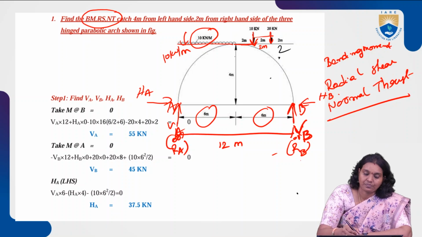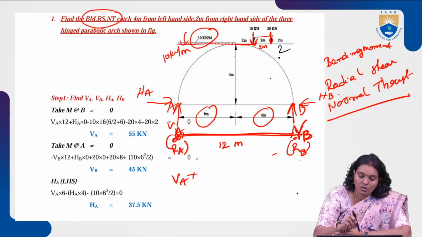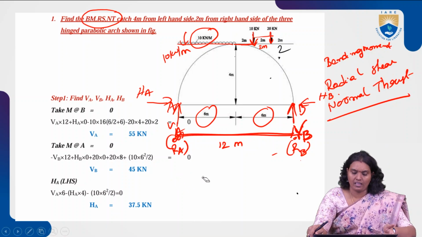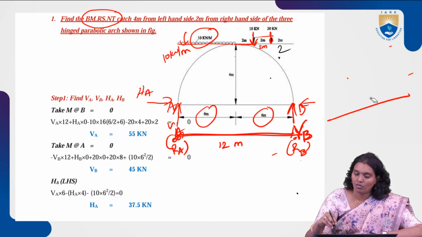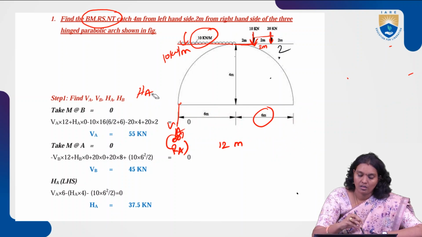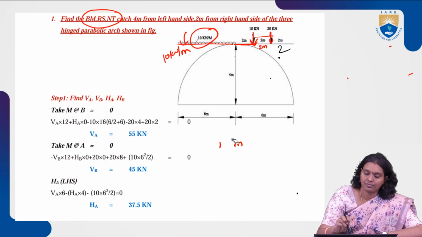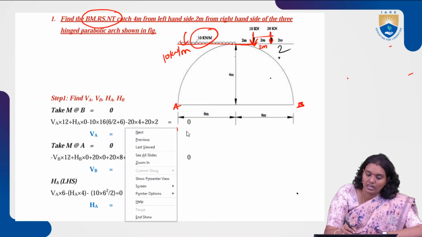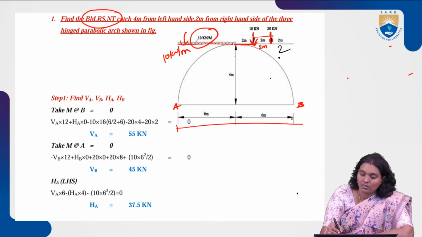Now VA into the length till B, this length is equal to 12 meters. So VA, these various quantities we have to understand. So, erasing all the things, now clearly understand the problem. So these are the supports. This is A, this is B. The overall total length of this span is equal to 12 meters.